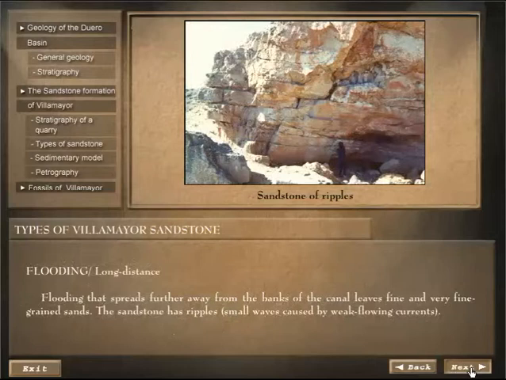Long distance. Flooding that spreads further away from the banks of the canal leaves fine and very fine-grained sands. The sandstone has ripples, small waves caused by weak flowing currents.